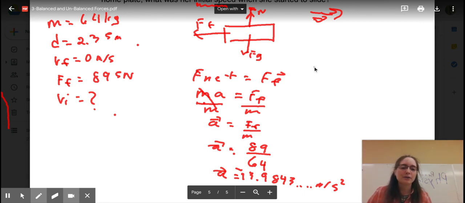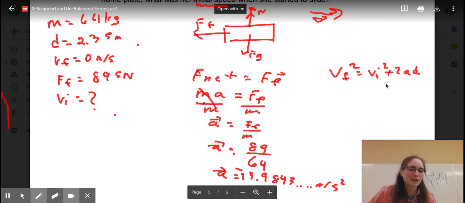You then need to pick an equation that's going to allow you to calculate your VI. Well, we have VF, VI, A, and D. Your best equation is VF squared equals VI squared plus 2AD. So I need to rearrange to get my VI. We're adding here, so I need to subtract my 2AD from both sides. And now VF is 0.